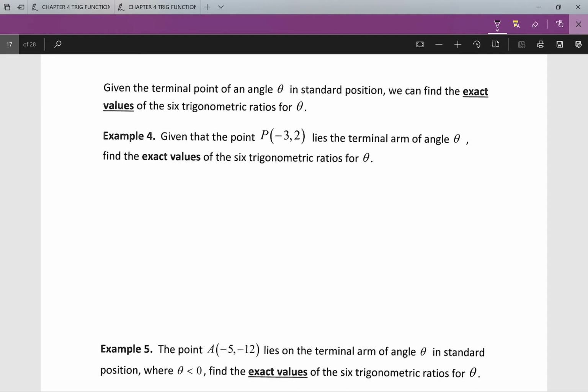Now, one thing that I do want to bring up to you guys here is it doesn't say we're on a unit circle. So what we're going to have to do is find that hypotenuse. The first thing that I do is I draw my coordinate grid right here. So I draw my coordinate grid, and we're looking at the point negative 3, 2. So negative 3, 2, I go negative 1, 2, 3, and I go 1, 2. And that gives me that point right there.